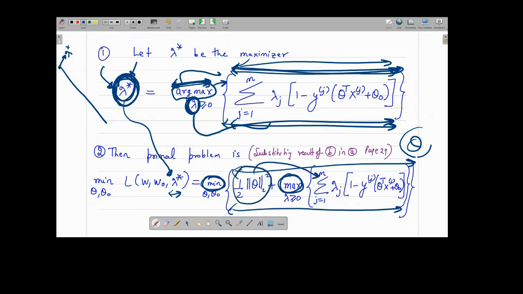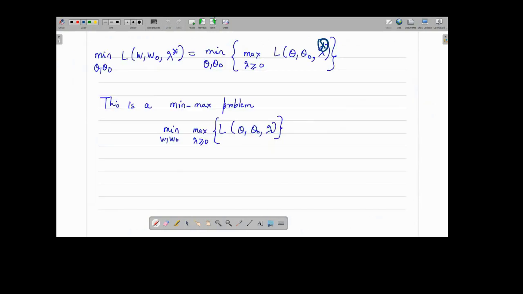So here what happens is you can push this theta inside, because if you push max out, there will be no problem, because lambda doesn't affect theta. So theta is independent of lambda. You can move theta inside and you can push max outside. If you do that, the expression will be like this. So this is not W0, this will be theta and theta 0.